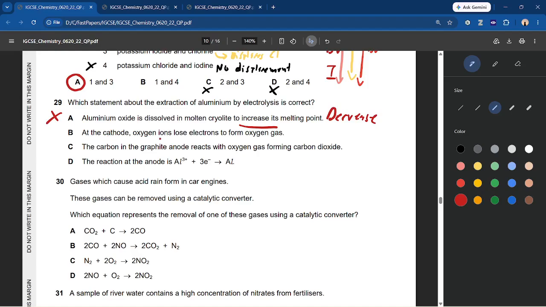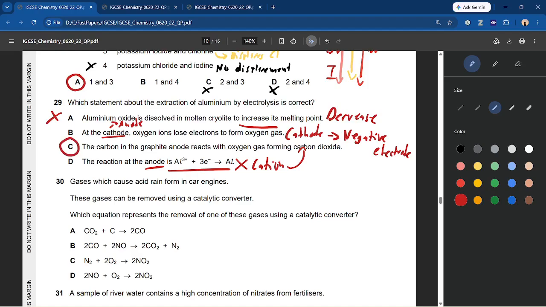At the cathode, oxygen ions lose electrons to form oxygen. Again, cathode. So remember, cathode is the negative electrode. So this should be anode. And again, reaction of the anode, no, because this is a cation, so it'll be at the cathode. As a result, carbon in the graphite anode reacts with oxygen, forming carbon dioxide. So the answer is going to be 29.